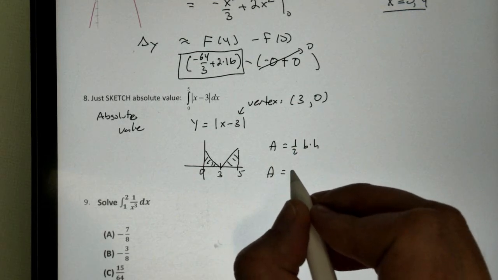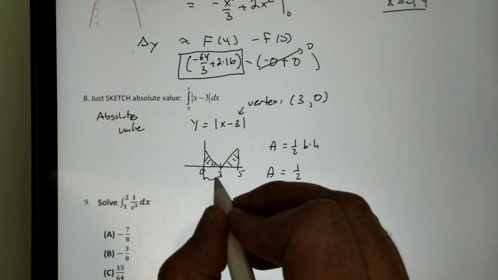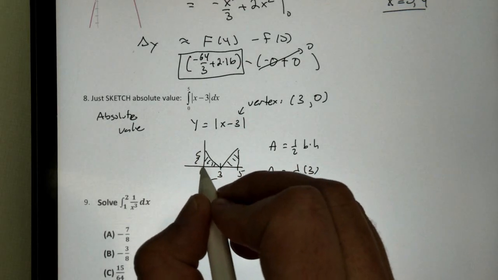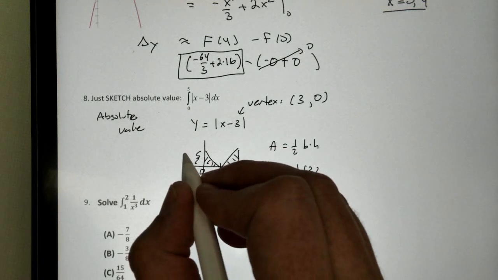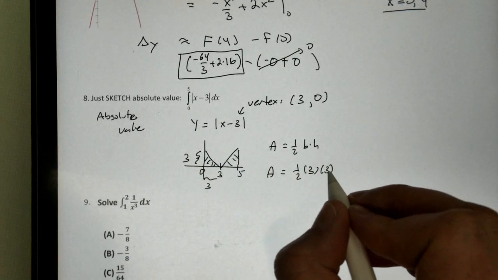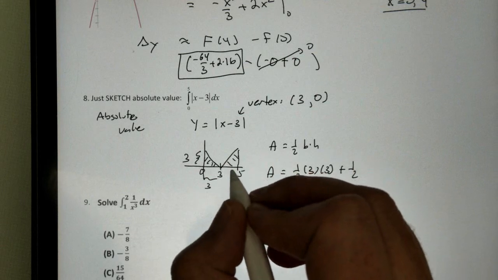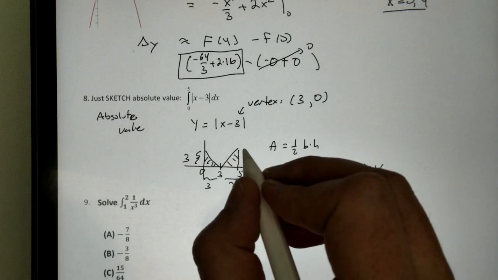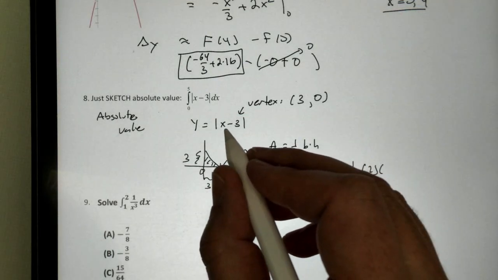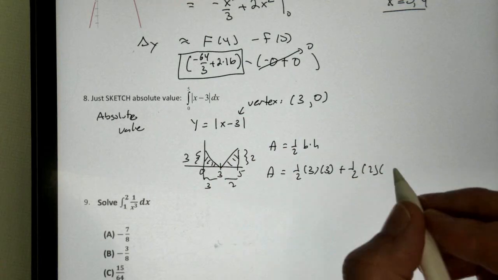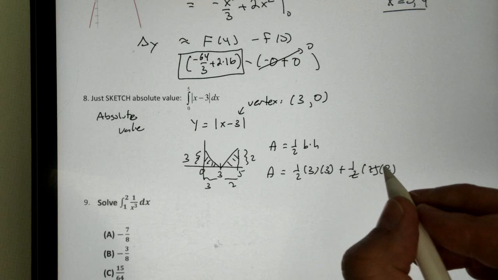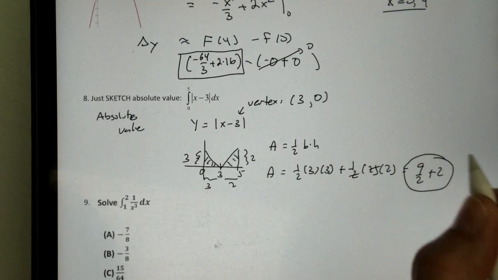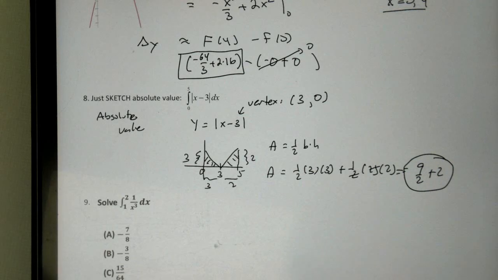So if we do the first one, 1/2. The base here is 3. The height, if I plug in 0, is also going to be 3. Plus, the second one, the base here is 2. And the height, if I plug in 5 up here, 5 minus 3 is 2. Of course, that's going to cancel. And what we're left with is 9 over 2 plus 2. Don't ever simplify, just leave it alone.